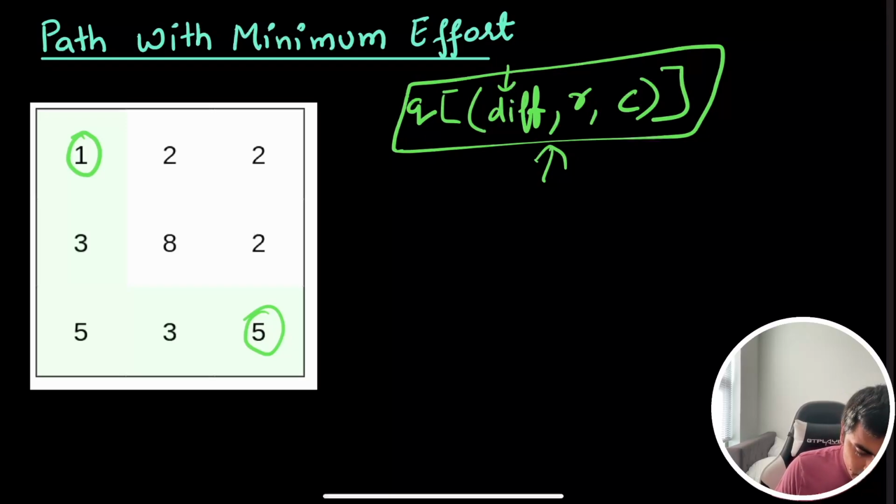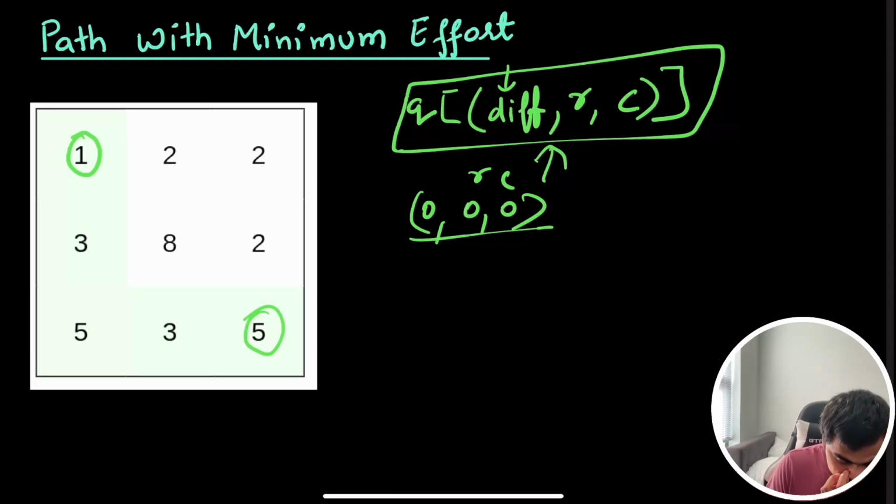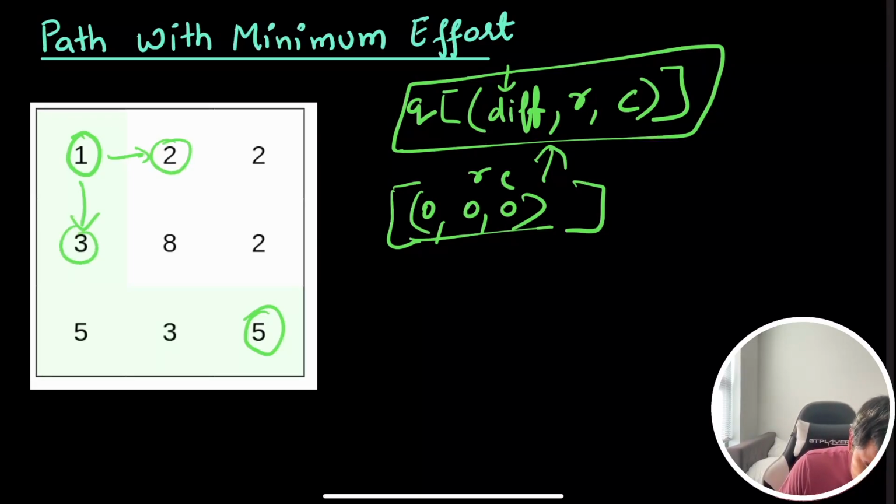Initially what will happen is we'll be putting 0, and then this is also 0. So R and C, this is where we start. Now what we're going to do is pop this from our queue. The queue initially has this, then we will pop this, and then we're going to start exploring from 1 to its neighboring nodes. So what are its neighboring nodes? This is 1, this is another neighboring node. These are the 2 neighboring nodes.